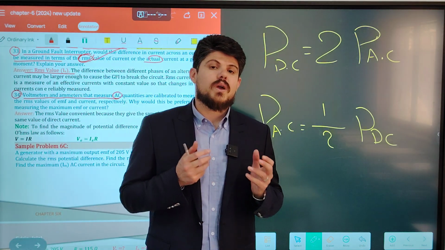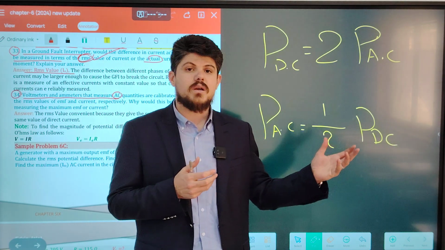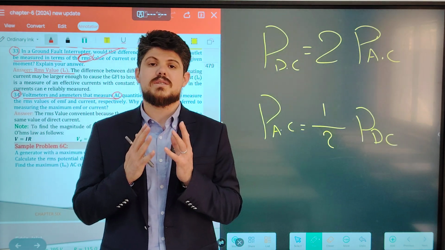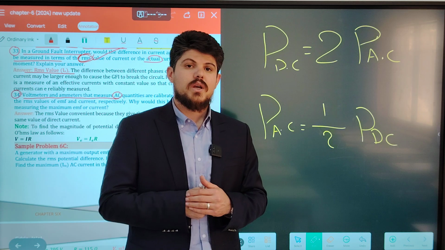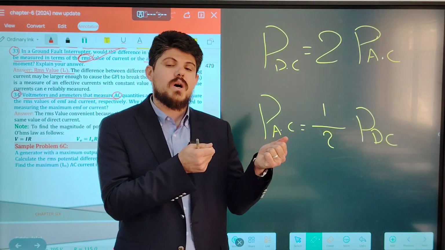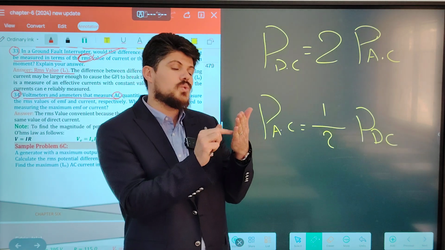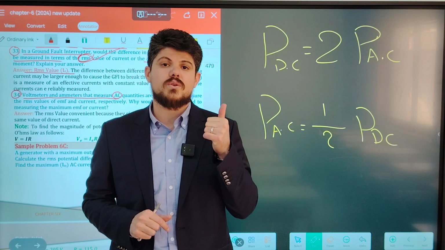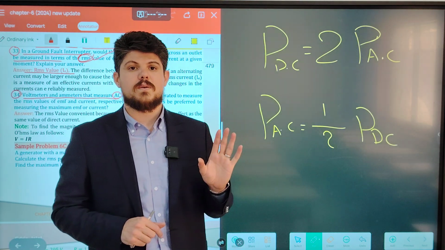For example, if you want to measure the potential difference at your home, a voltmeter is an electrical device that measures the potential difference, voltage. You have to connect the wire with the plug, okay? And you will see on the screen of the voltmeter 220 volts. This 220 volts that is read by the voltmeter is the effective value. For the ammeter, it is the same thing, okay?